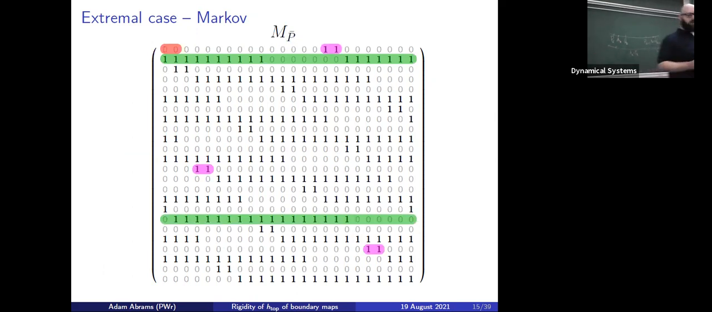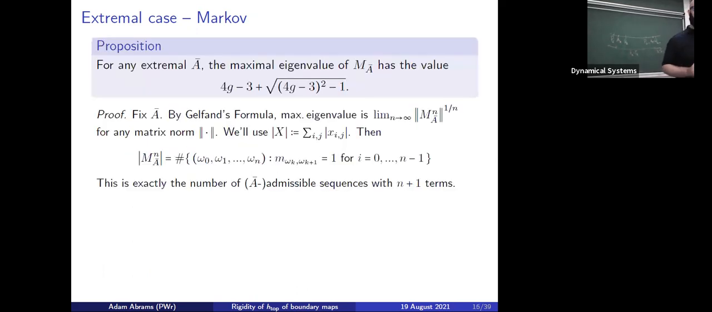But for all of them, for P and for Q and for any other extremal parameters as well, we can prove that the maximal eigenvalue of this matrix is still going to be the same expression, 4g minus 3 plus the square root of (4g minus 3) squared minus 1, which in the future I'm just going to refer to as lambda rather than reading out that whole expression.